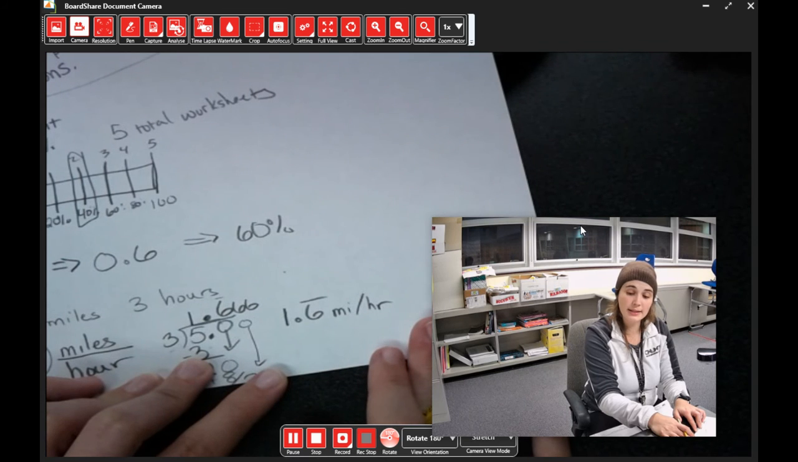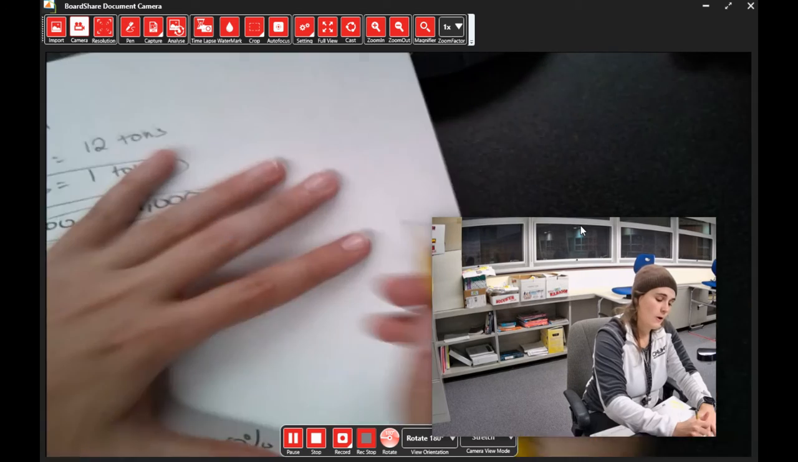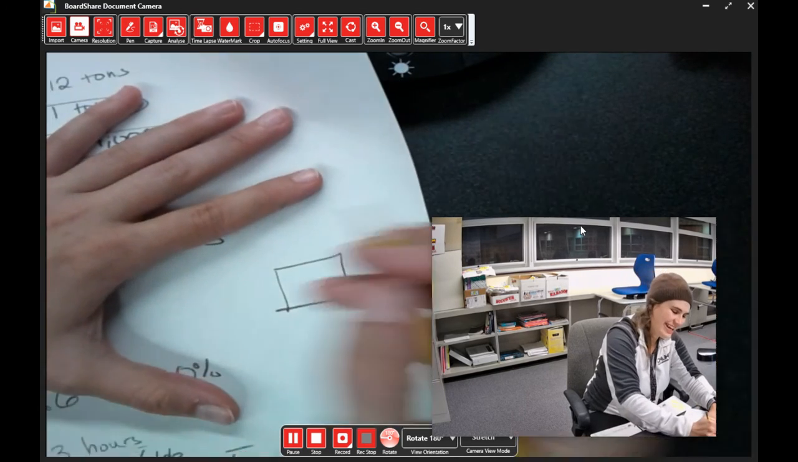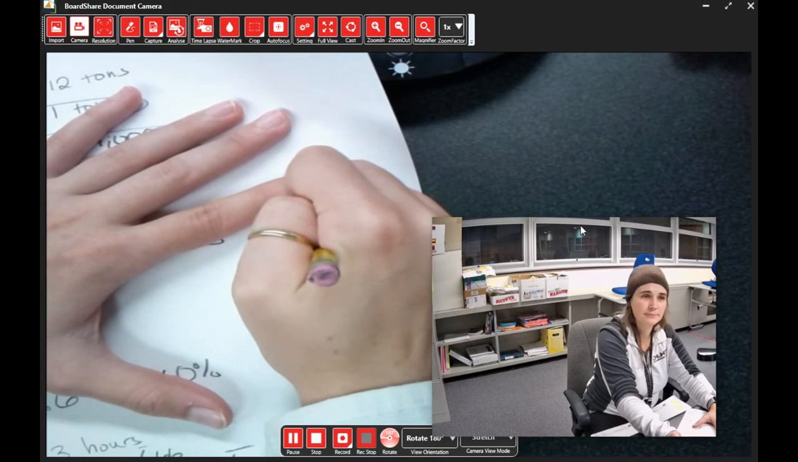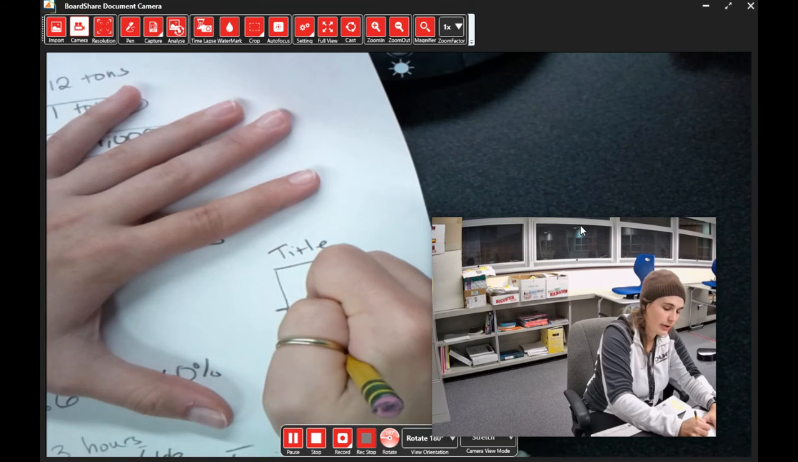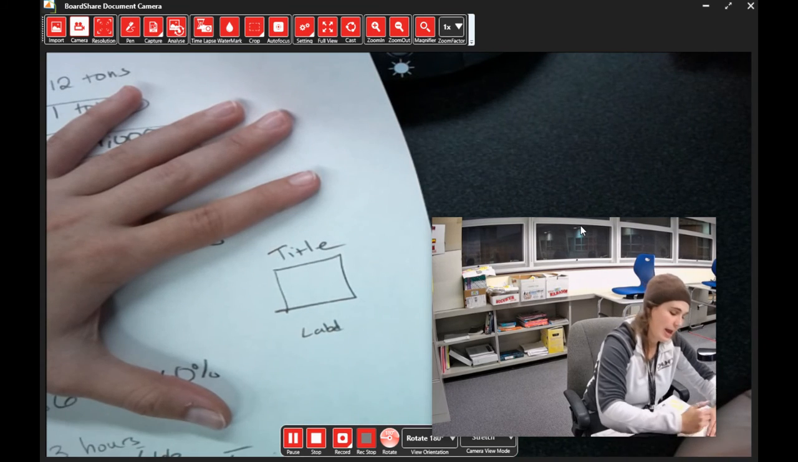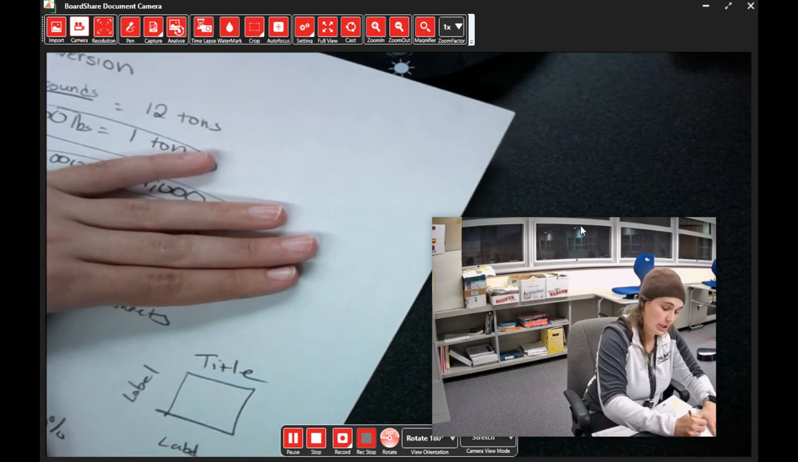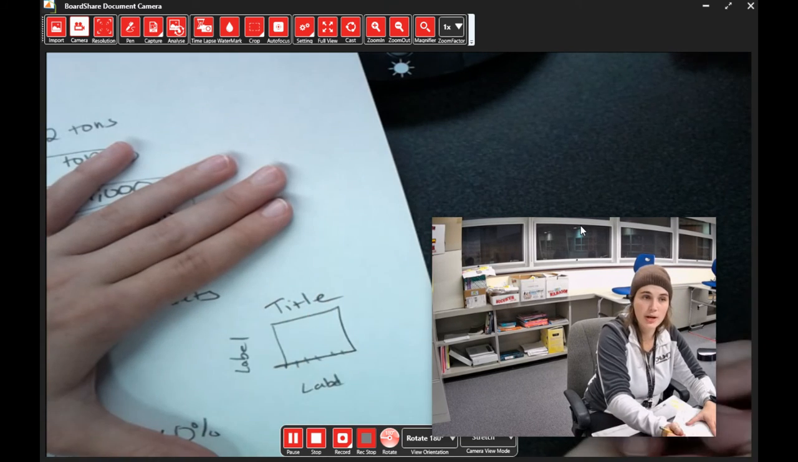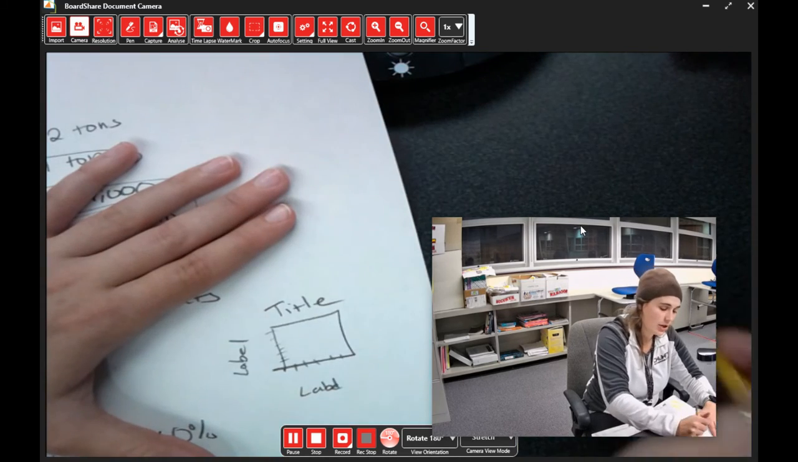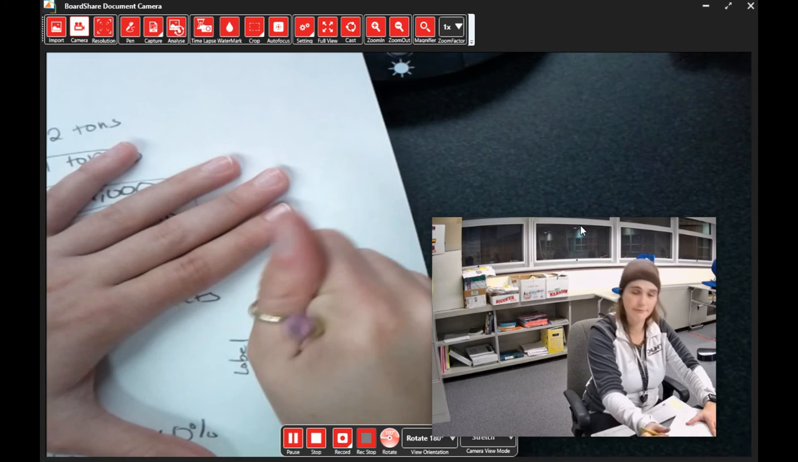And last but not least, there is a graphing problem. I'm just going to say this one more time. When you have a graph, you need a title. You need a label on your x-axis and a label on your y-axis. You need numbers that you are counting by here, numbers that you are counting by here, and you need to put the points on the graph.